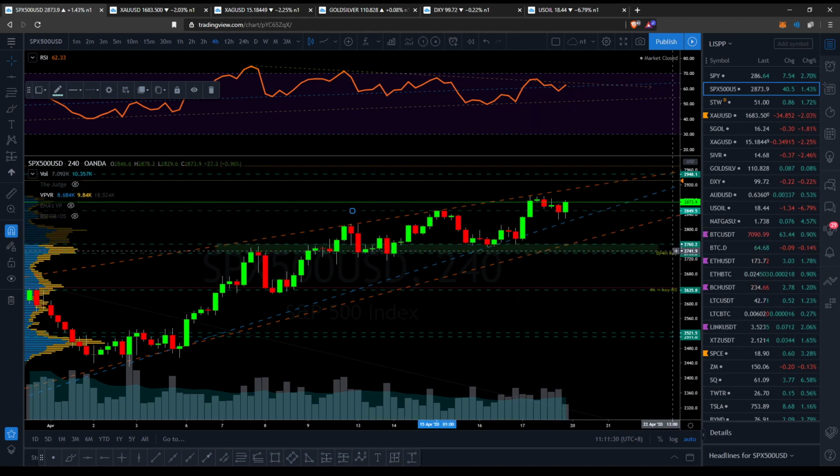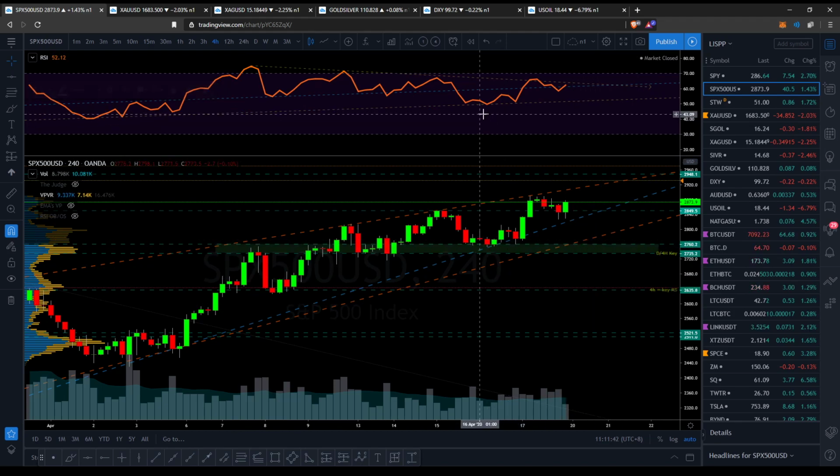here, which is another horizontal, which is support here, and some resistance over here. So this is also a key area. So it seems to be pretty simple.